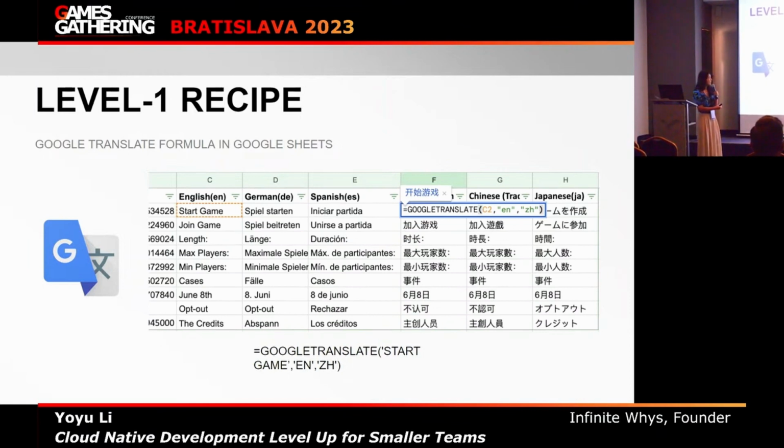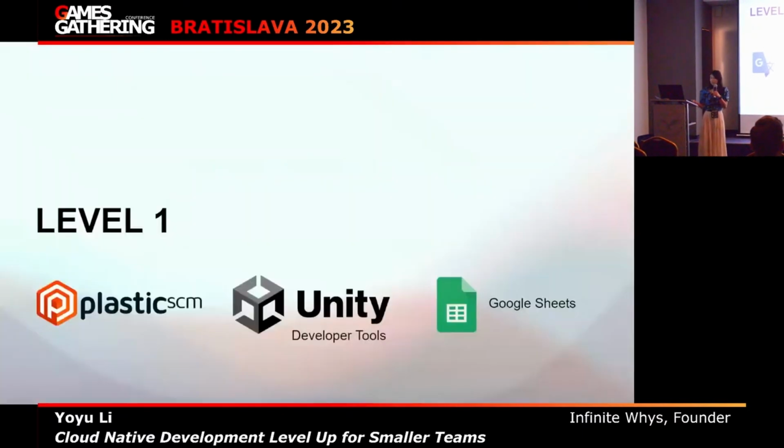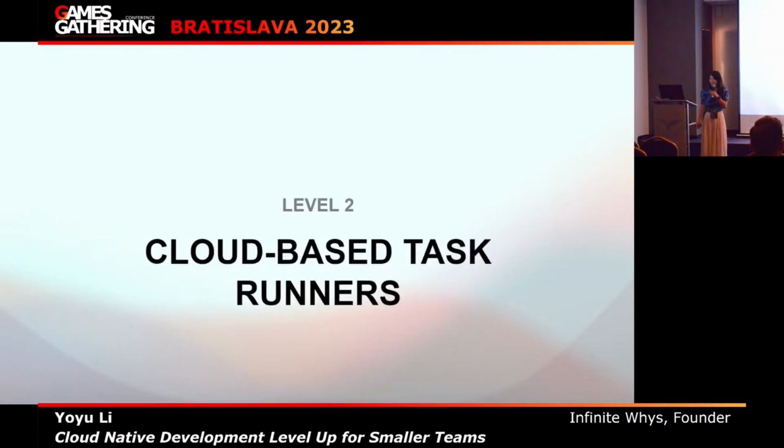feature actually exists. Did you know that you can use the Google Translate formula in spreadsheet and translate something really quickly and conveniently? Maybe this way of translation is not suitable for your final game, but as a placeholder, I think it works really well. So that is level 1. So how many people are already at level 1? I'm sure quite a few of you do.